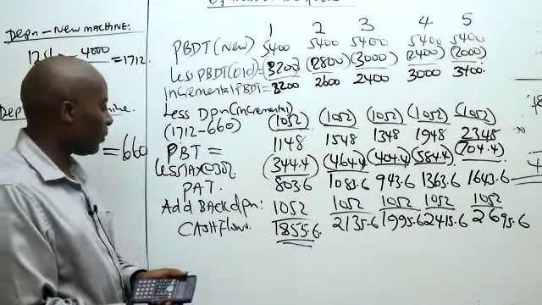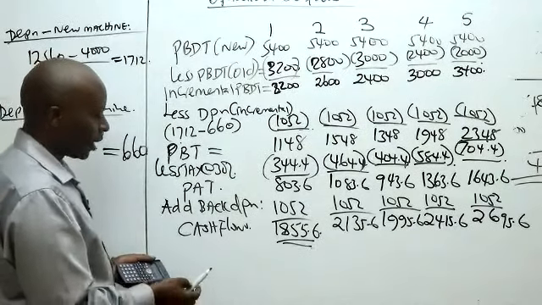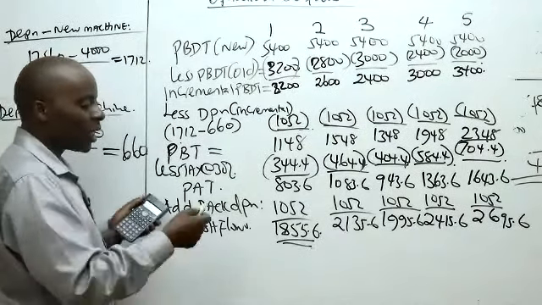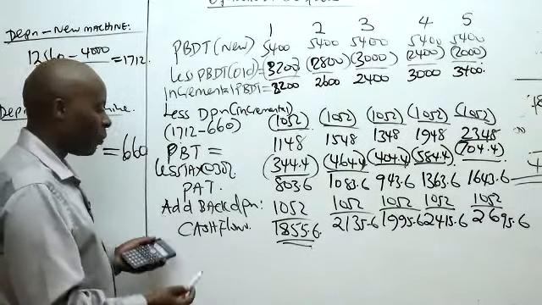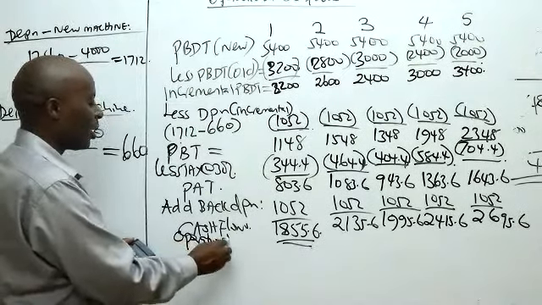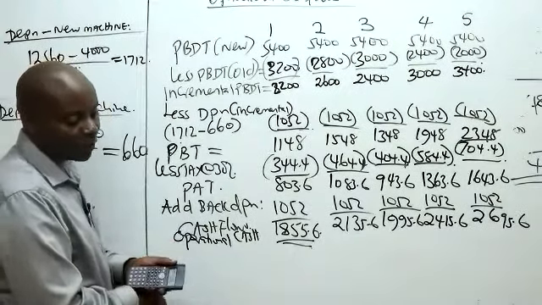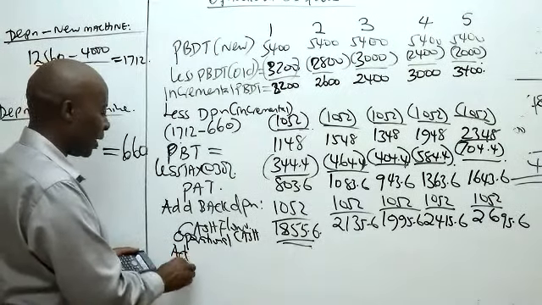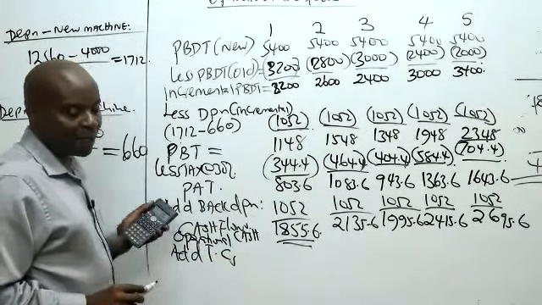Now, ladies and gentlemen, these are what we call the operational cash flows. These are cash flows from our operations. So right there, operational cash flow. Once you have your operational cash flow, come and add the terminal cash flows.